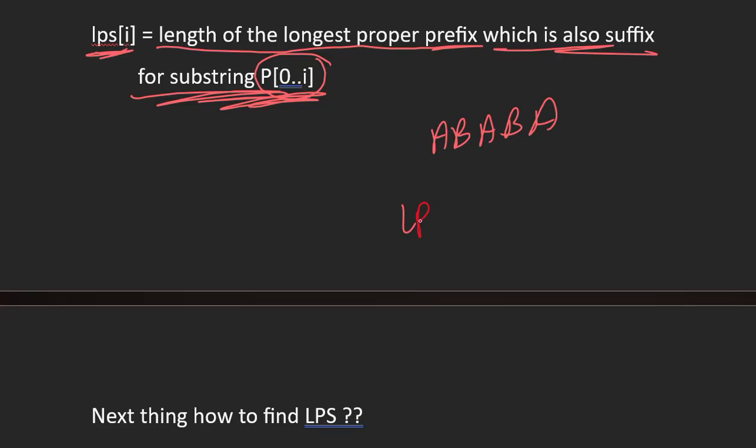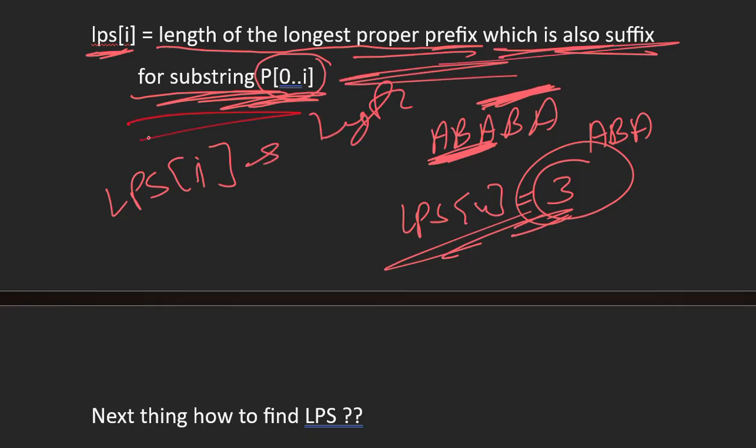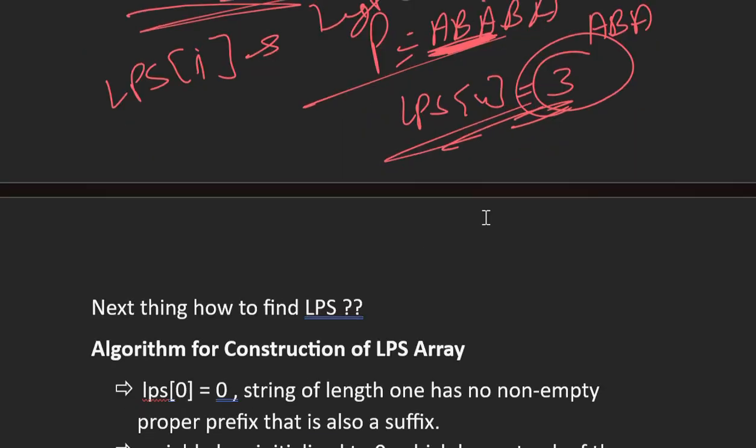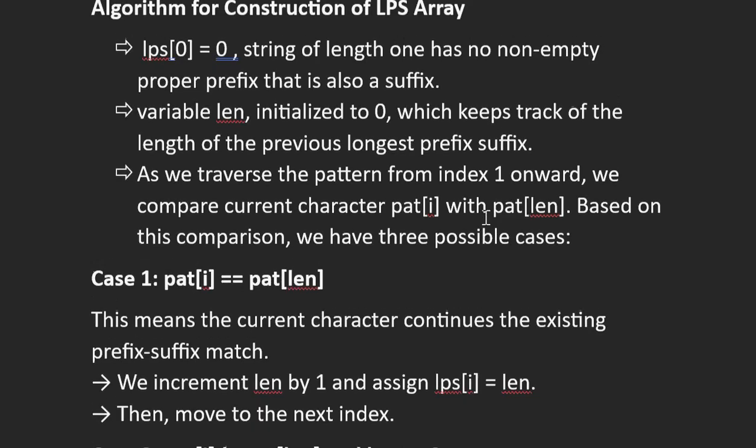LPS of 4 is equal to 3, because the prefix ABA is equal to the suffix ABA, right? This prefix is equal to this suffix, and the length is 3. So LPS of I tells us the length of the longest prefix which is also a suffix in the substring of the pattern P, right? Now the next question is, how will we find this LPS? So let's see the algorithm for construction of LPS.